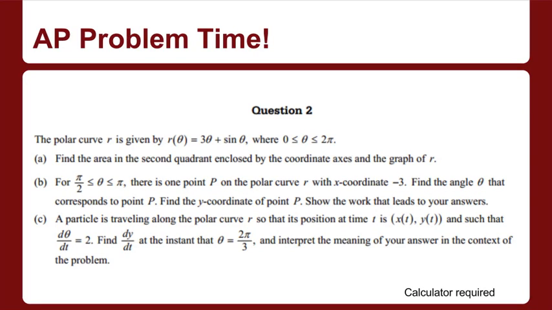Now, let's move on to an example AP problem. You are initially given the polar function r of theta is equal to 3 theta plus sine theta on the interval 0 to 2 pi.